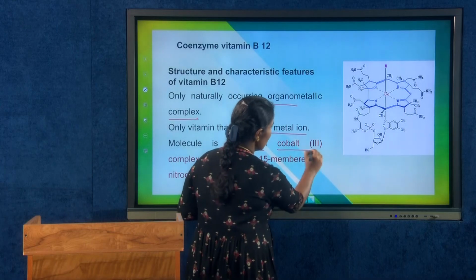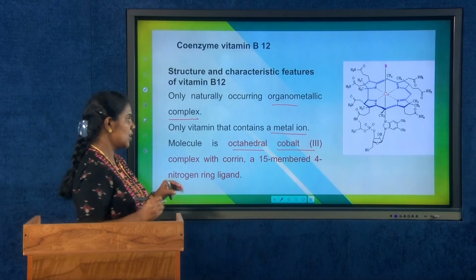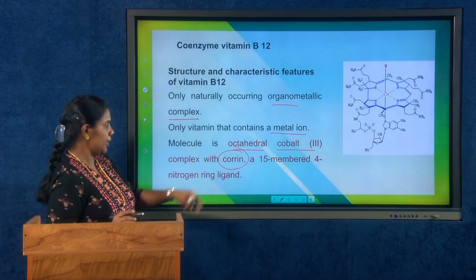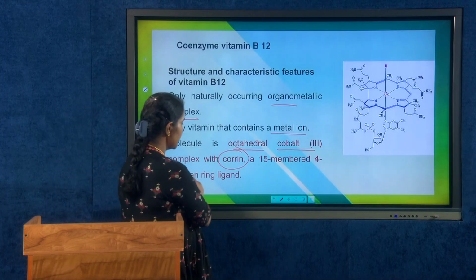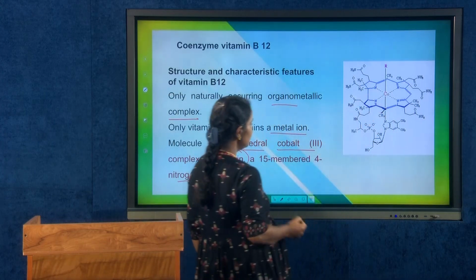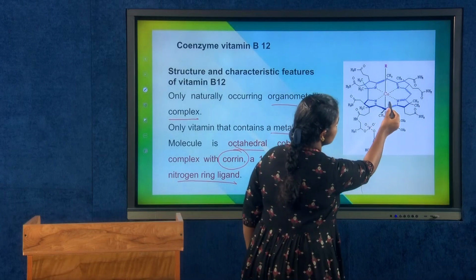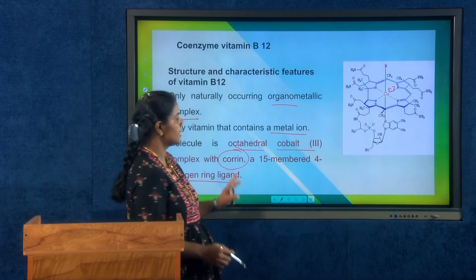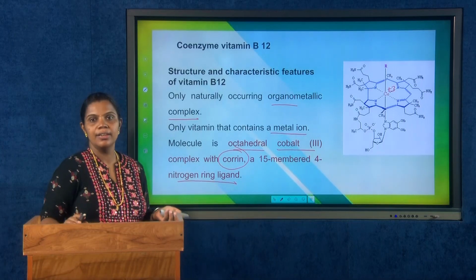It contains cobalt in the +3 oxidation state with a corrin ring, a 15-membered 4-nitrogen ring ligand. Here you can see the corrin ring system. The cobalt is present in the +3 oxidation state and it has octahedral geometry.